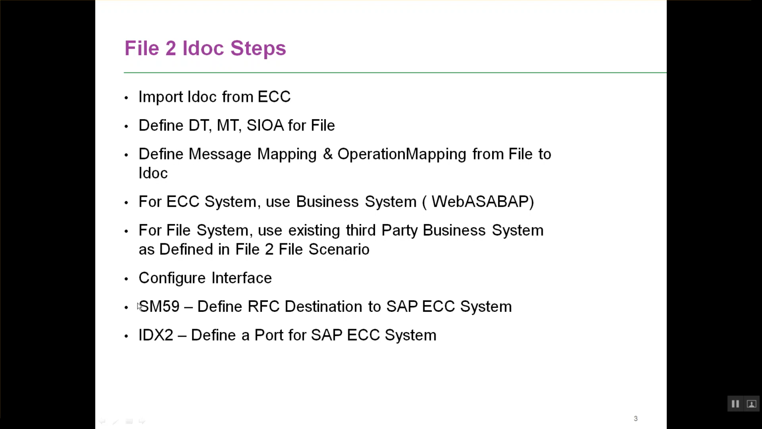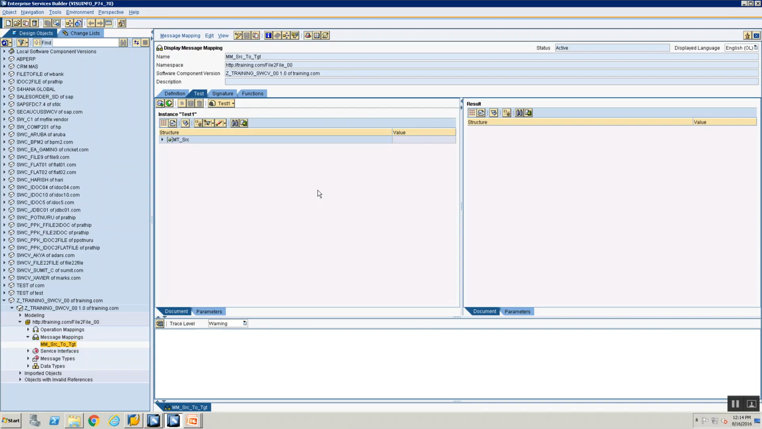Before that, for PI to connect to SAP, we will be defining an RFC destination in SM59, and we will be defining a port in IDX2. So we will be using these slides as a reference point, and then we will be building upon each of these objects as we are talking about them. Okay, so I've already launched my ESR and my integration directory. So with no further ado, let's go ahead.